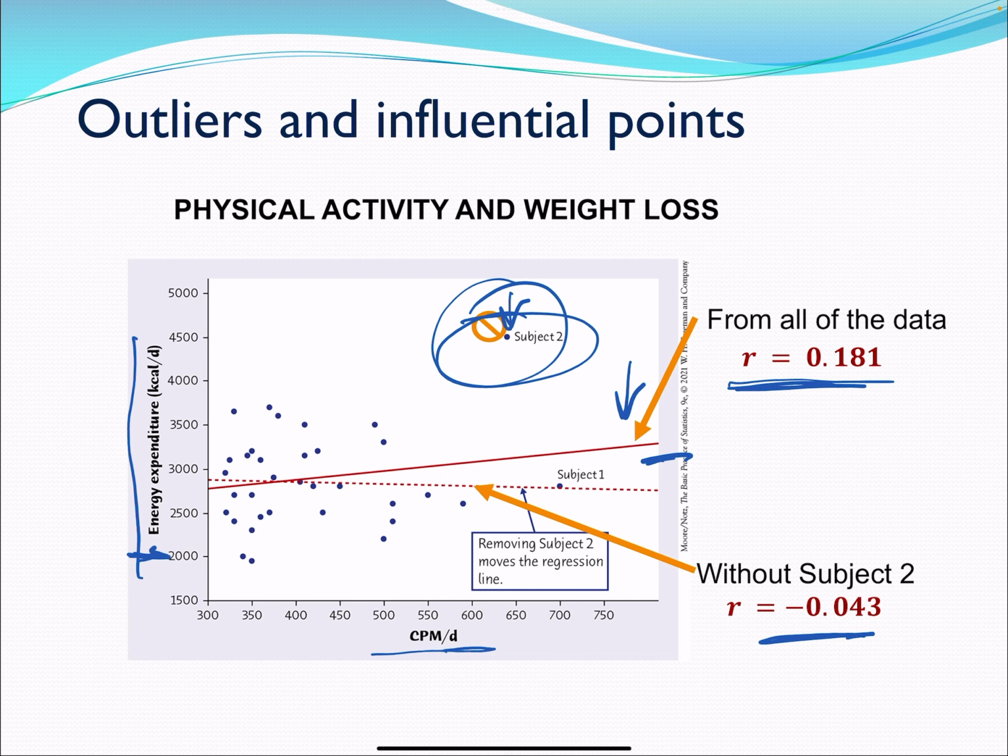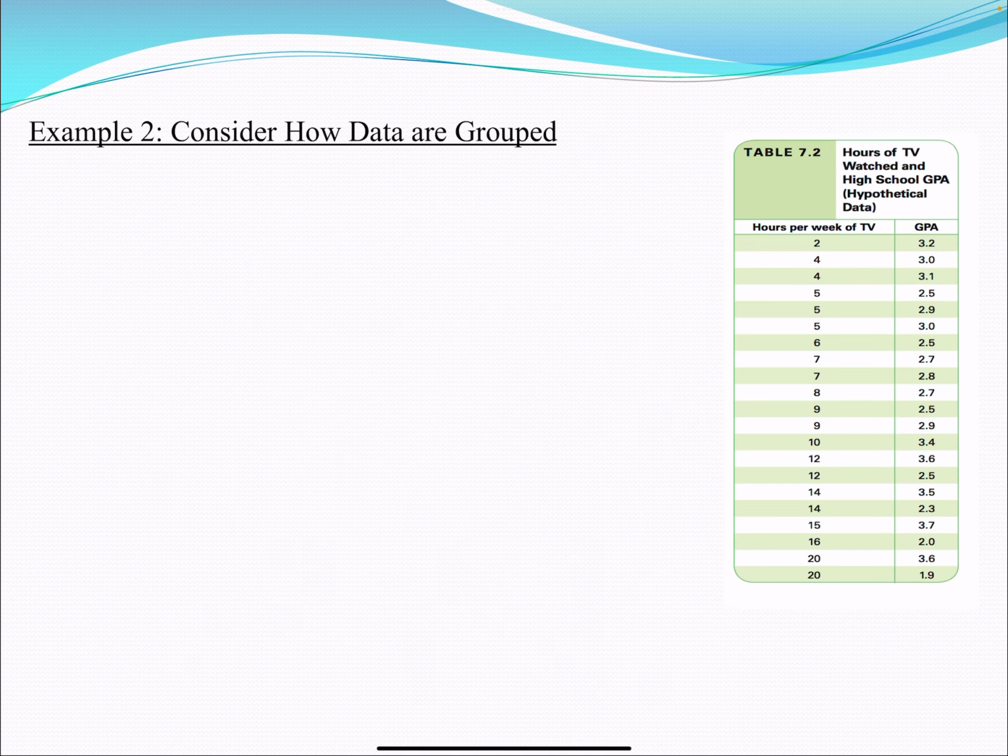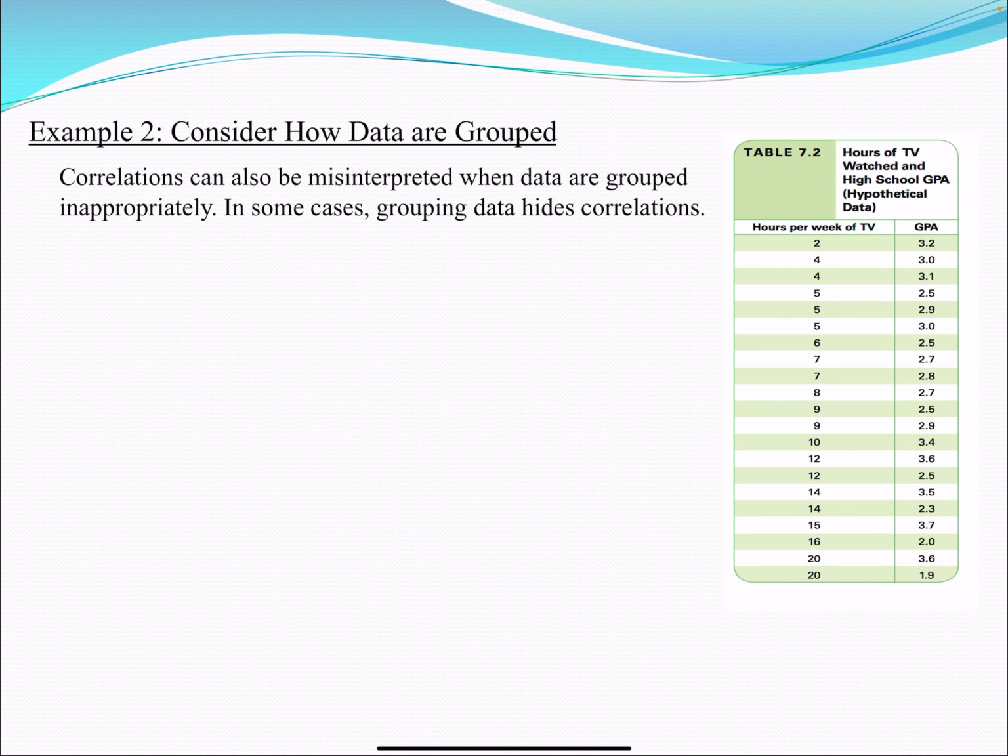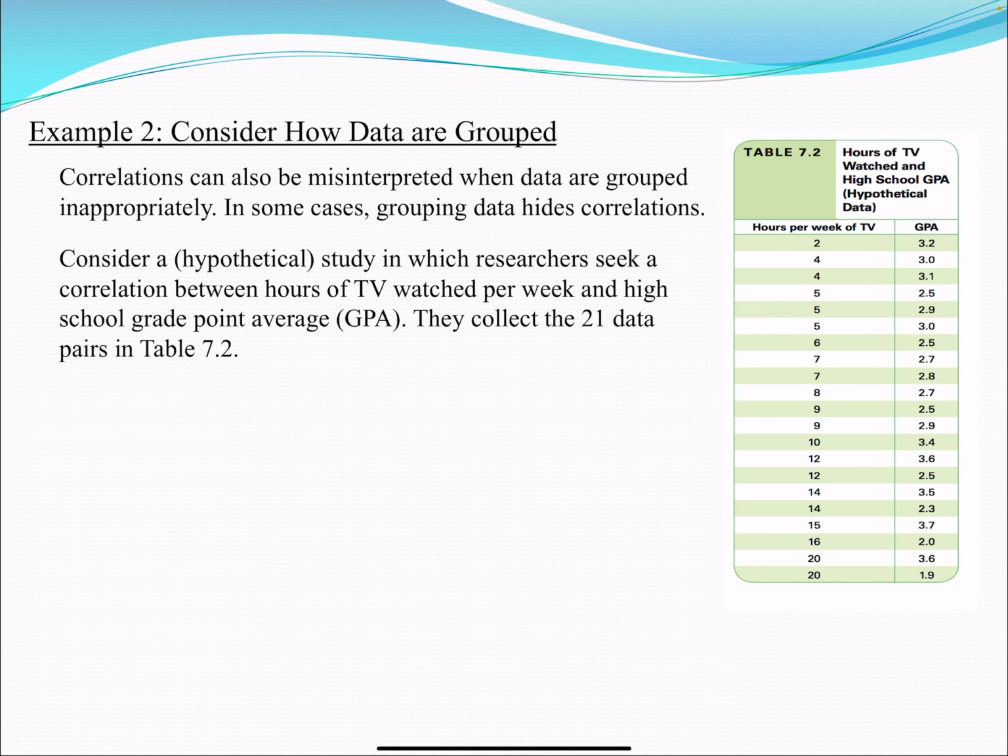Another thing we need to do is really consider how data are grouped. Correlations can be misinterpreted when data are grouped inappropriately. Grouping data has been known to hide correlations. So let's consider this hypothetical study, meaning I made up this data, in which researchers seek a correlation between the hours of TV watched per week and high school grade point average. They collect 21 data pairs in this table right here.